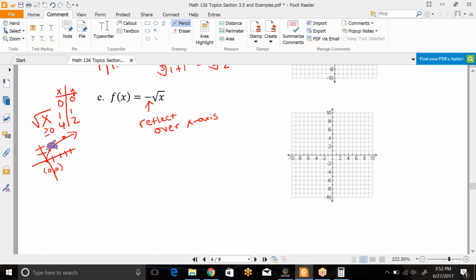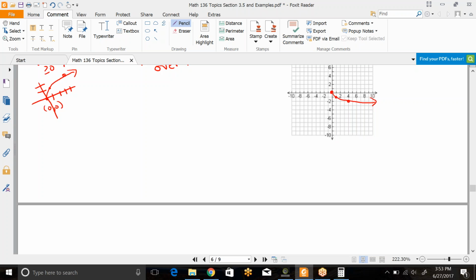So we take each point and we flip it upside down across the x-axis. (0, 0), though, is already on the x-axis, so it can't flip. (1, 1) would become (1, -1). (4, 2) would become (4, -2). So if you have a negative out front, the graph just flips across the x-axis. It flips upside down. And there are my points.